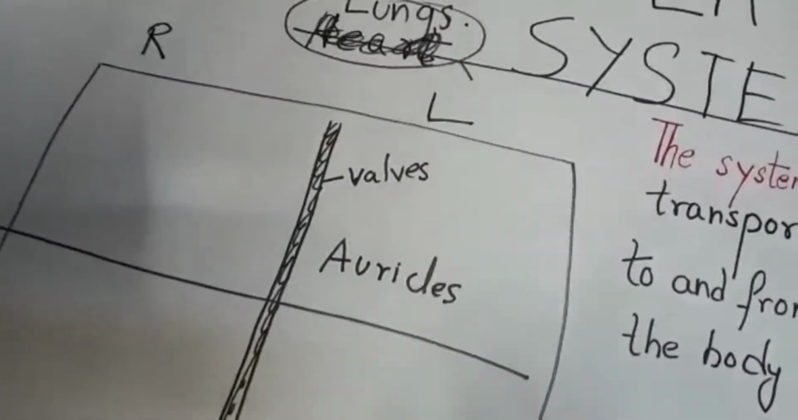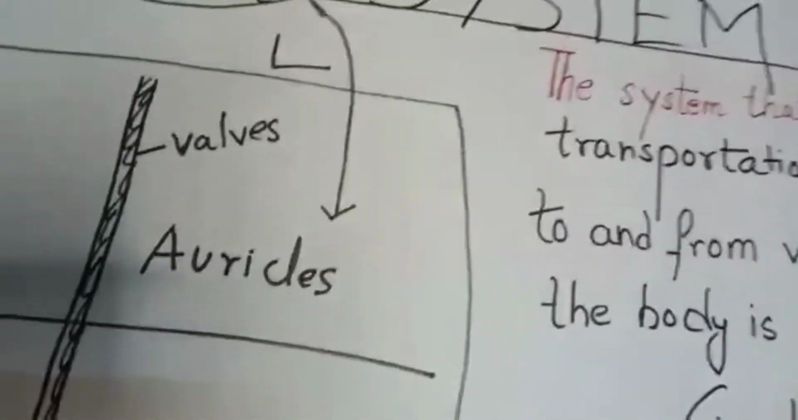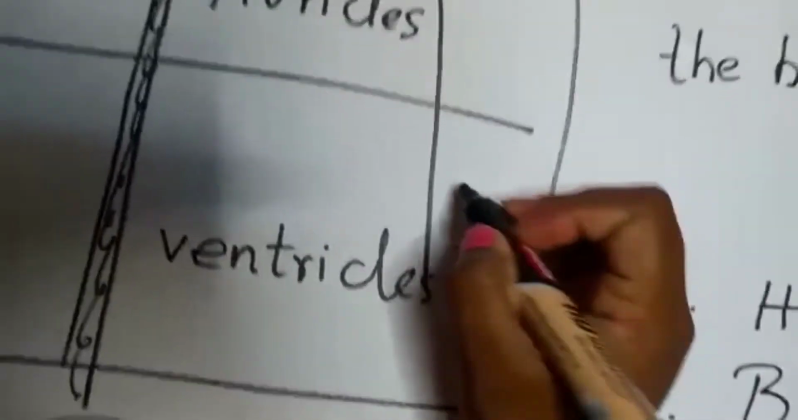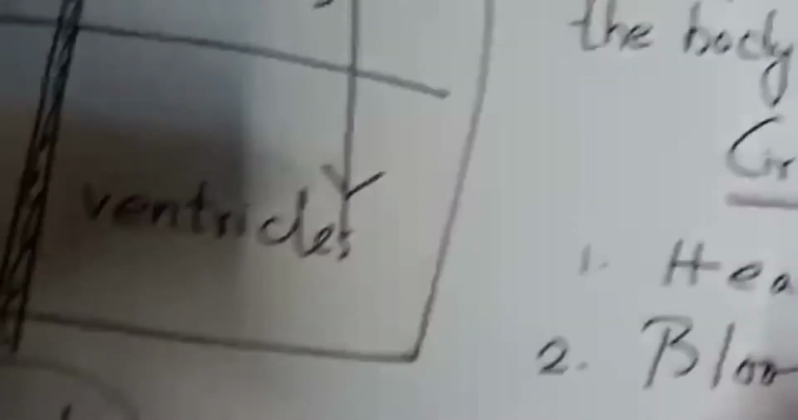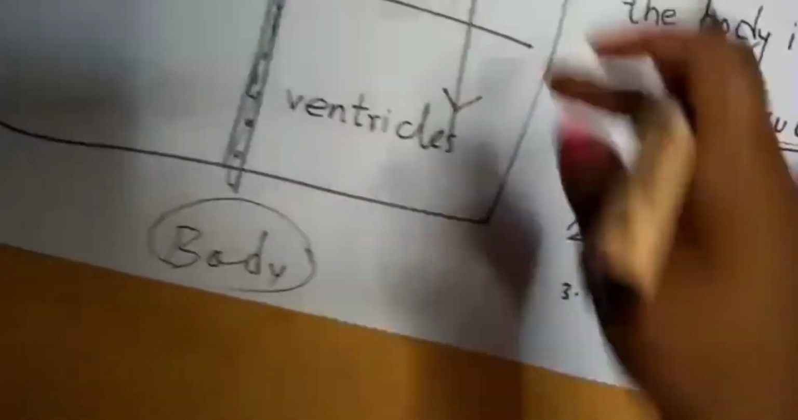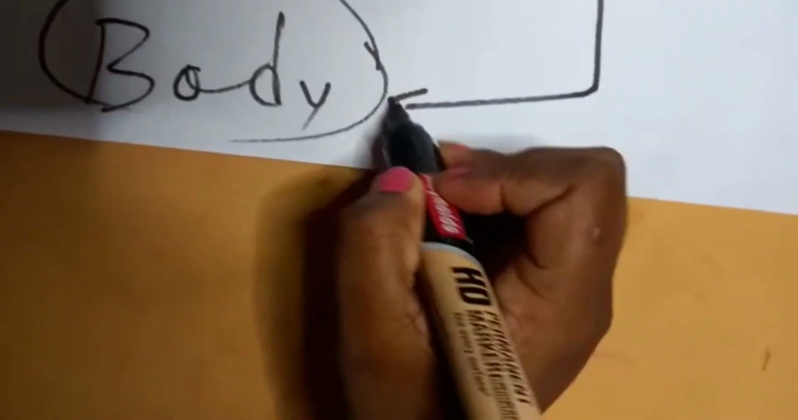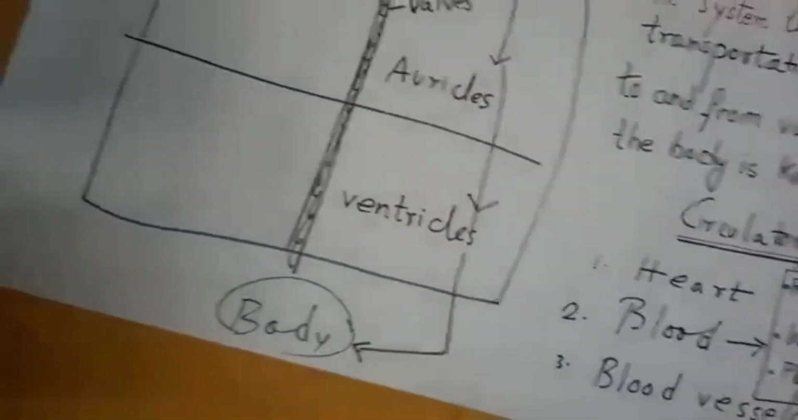So what happens is that the blood gets purified in the lungs and it enters the left auricle. Through the left auricle, it enters the left ventricle, and from the left ventricle it goes and gets distributed through all the body parts.